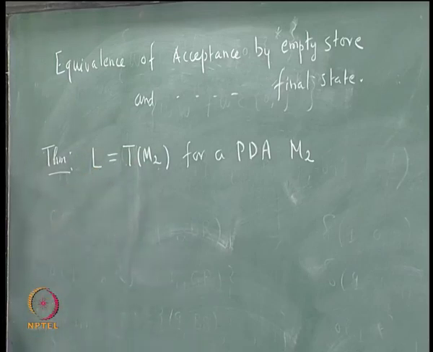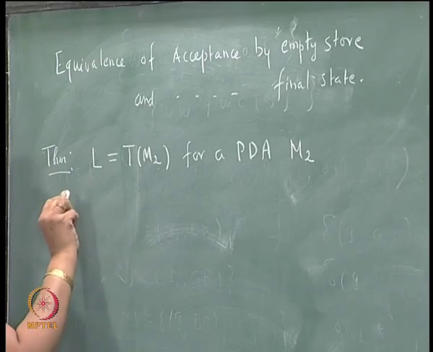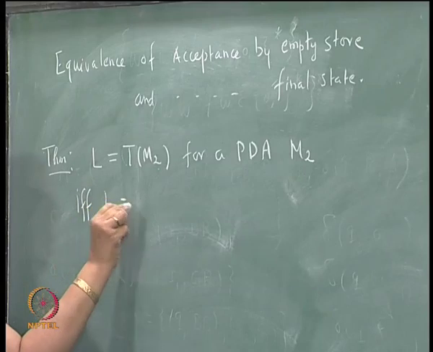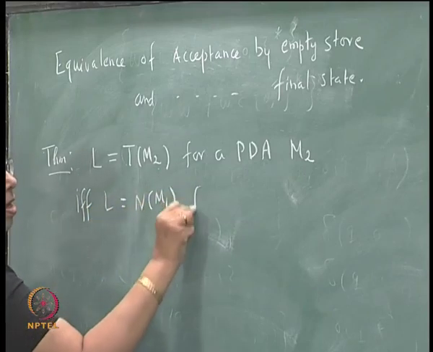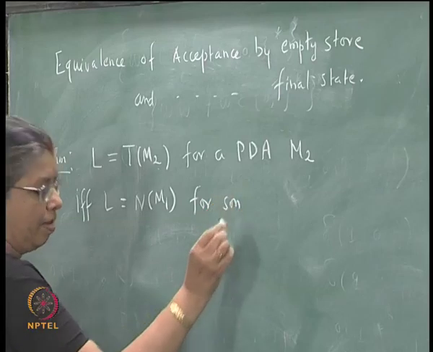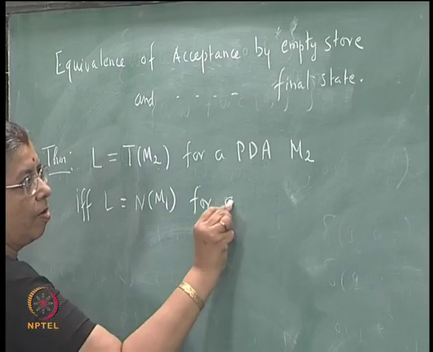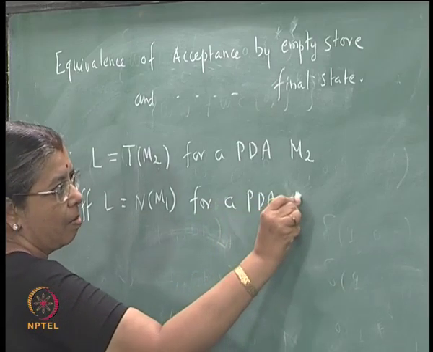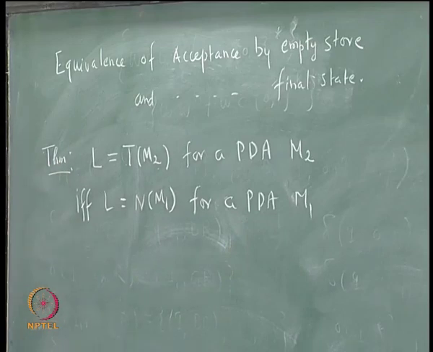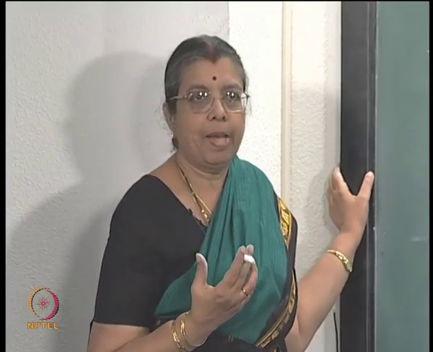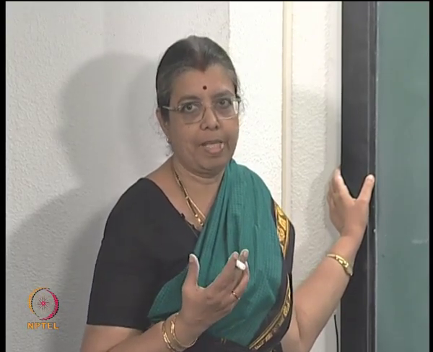We use the symbol N for acceptance by empty store. If and only if L is equal to N of M1 for a PDA M1. This is the result we want to prove. That is, if there is a language which is accepted by a push down automata by final state, then there is another push down automata which will accept the same language by empty store, and vice versa.